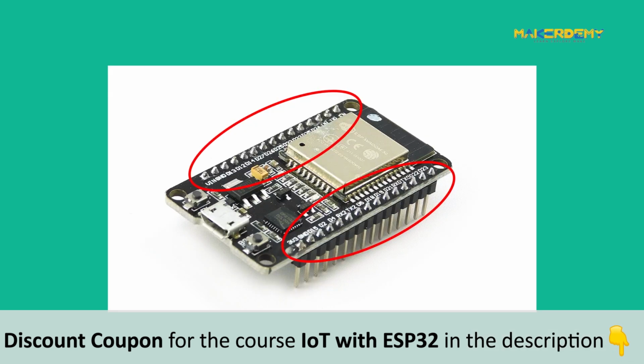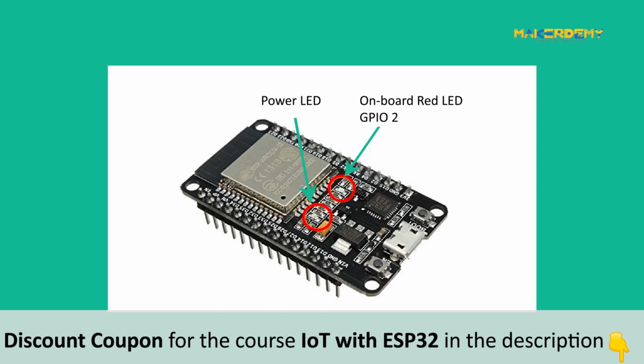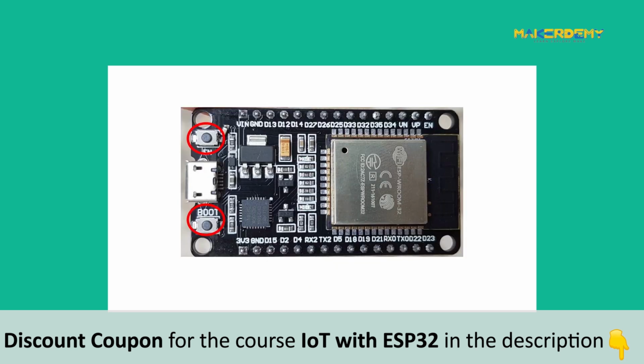The ESP Room32 module consists of 30 pins, out of which some are predefined for particular tasks. There are 2 LEDs present on board: the power LED and the onboard red LED, which can be controlled using GPIO. There are 2 onboard debugging buttons, namely the Enable button and the Boot button. There are 3 different chips on the module, one being the ESP32-D0WDQ6 chip housed in a metallic covering.